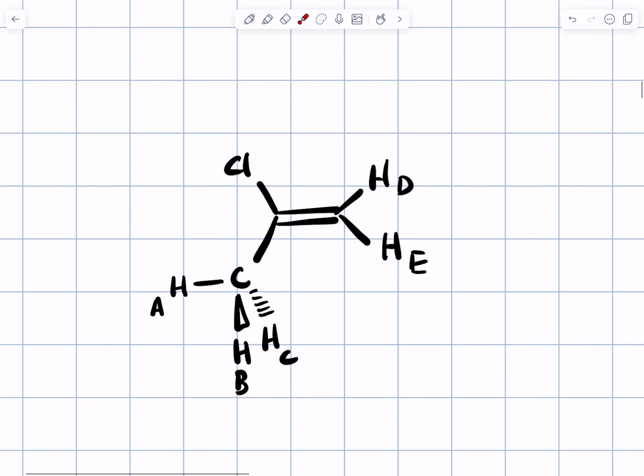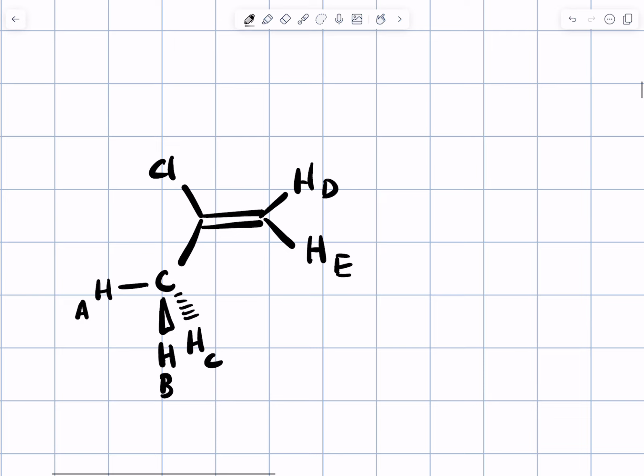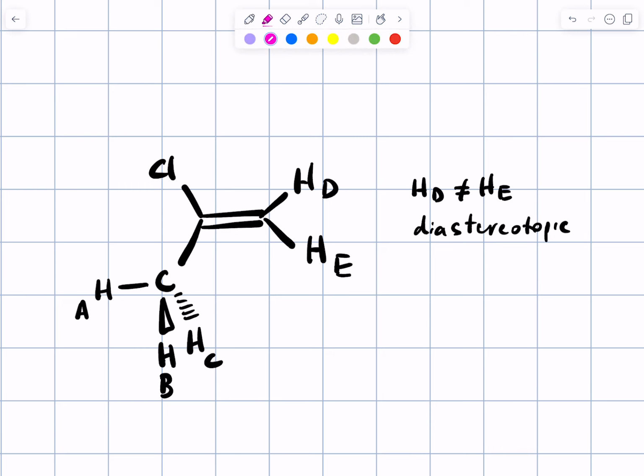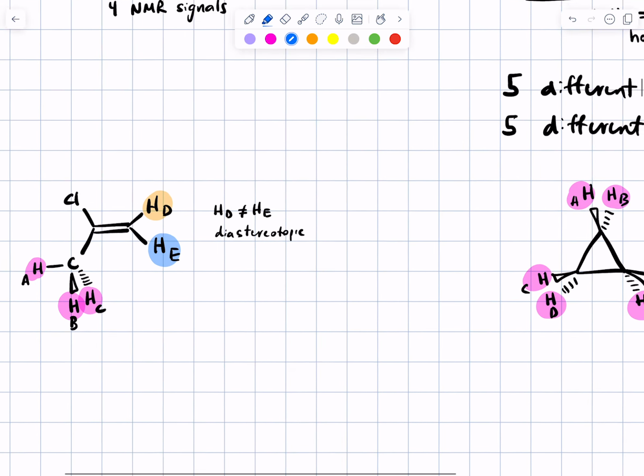How about here? Two vinyl protons on the same carbon can be different from each other. D and E are diastereotopic because if I replaced one with a Z group versus the other, we would have two different diastereomers. So D and E are diastereotopic and are different. Of course, the methyl protons are identical to each other because of rotation around a carbon-carbon bond. We could call them homotopic. So we would expect to have three different kinds of protons for this molecule.